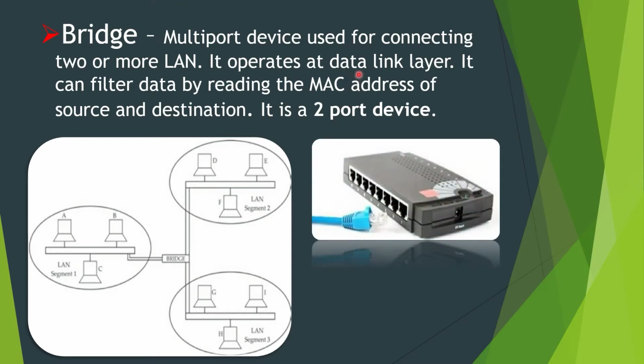The bridge operates at the data link layer and it can filter data. As we read in the hub, it cannot filter data, but the bridge can filter data by reading the MAC address of source and destination. Source is the place from where the data is coming and destination is the place to where the data is going.